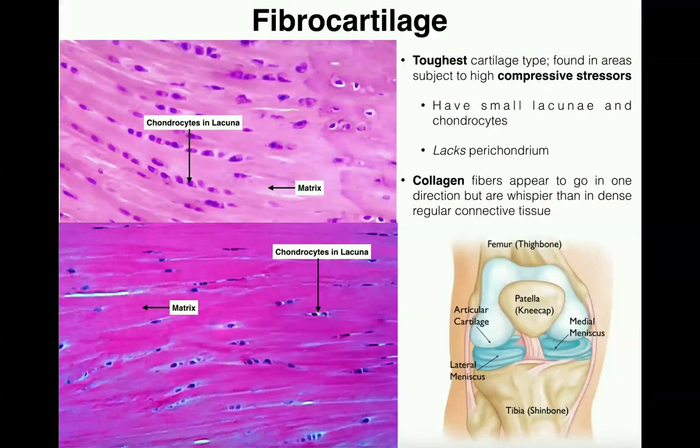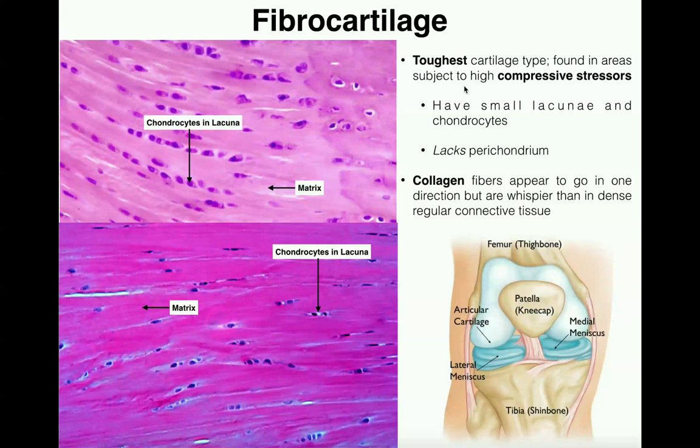The very last type of cartilage we're going to look at is fibrocartilage. This one is often confused with dense regular connective tissue. We'll talk about that in a minute. So fibrocartilage is the toughest cartilage type. It's found in areas subject to high compressive stress.